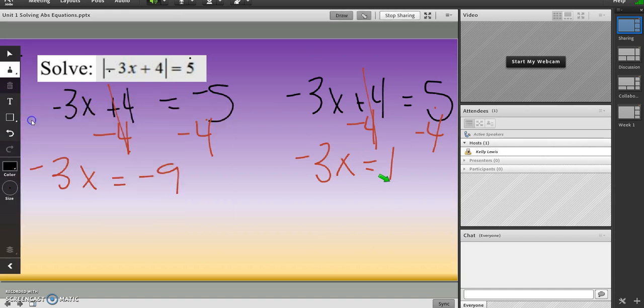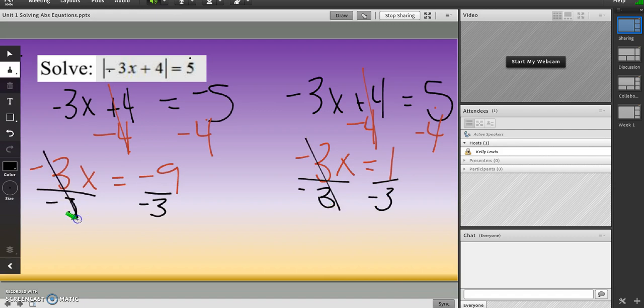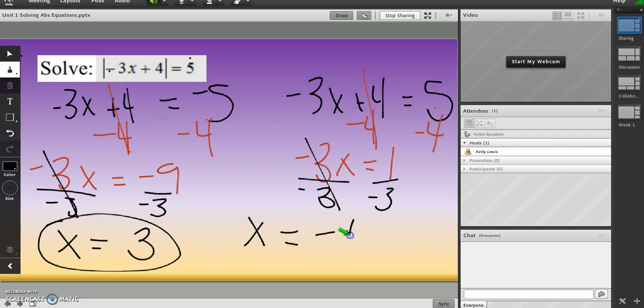And so that 3x is being multiplied, so I'm going to divide. So negative 9 divided by negative 3. So 9 divided by 3 is 3, and a negative divided by a negative is a positive. Just stick it in your calculator though. Negative 9 divided by negative 3 is 3. And then this will be negative 1/3. So those are your two answers.